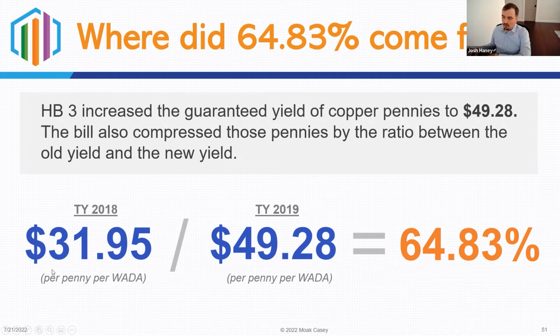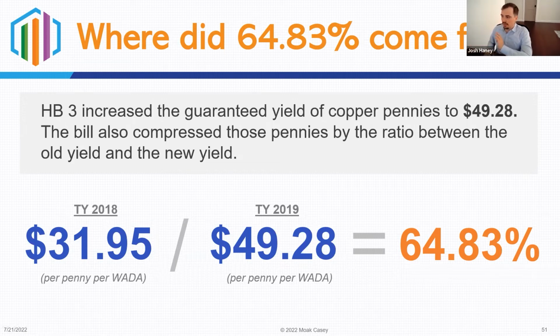Okay, so before House Bill 3, it was $31.95 per penny per watt. Now it's $49.28, and that's half of the golden penny yield. So that sort of ratio is 65%. And so that again is what drove that level of compression for your copper pennies in that first year. They increased the yield. Whenever they increase the yield of those copper pennies, that triggers compression.